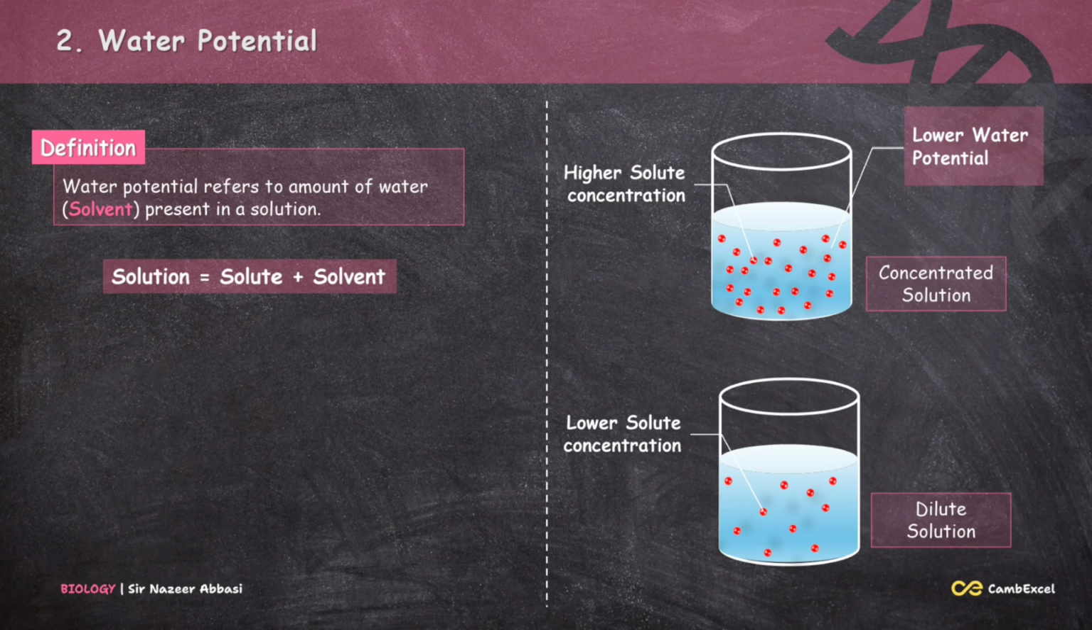And the dilute solution, the solution at the bottom, as you can see, contains a low solute concentration. So the relative amount of water present in this solution is much higher than the solution above. So we can say that the dilute solution contains higher water potential.